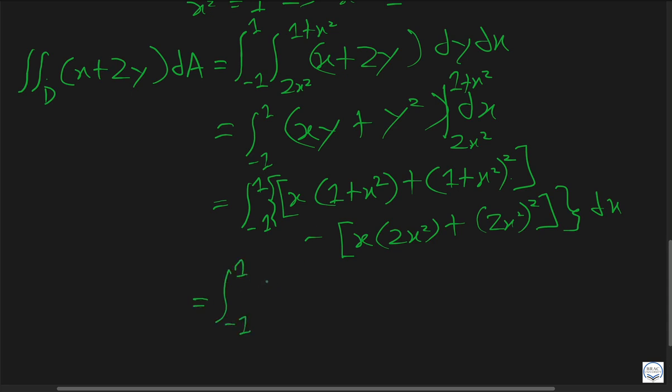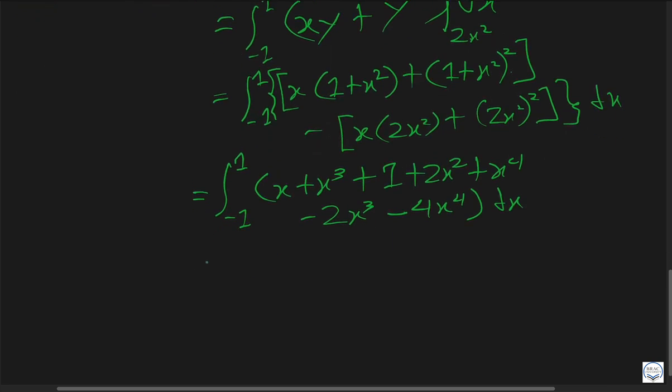So let's simplify this a little bit. So this will be x plus x cubed plus we have 1 plus 2x squared, this is just the square formula, so plus x to the power 4, then we have minus 2x cubed, and here minus times this, so we've got minus 4x to the power 4, times dx.